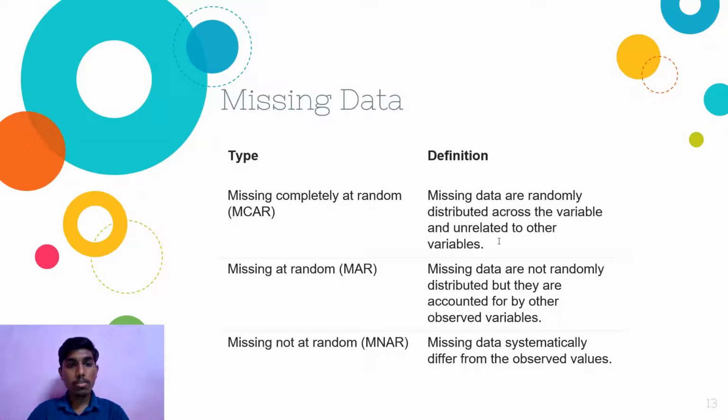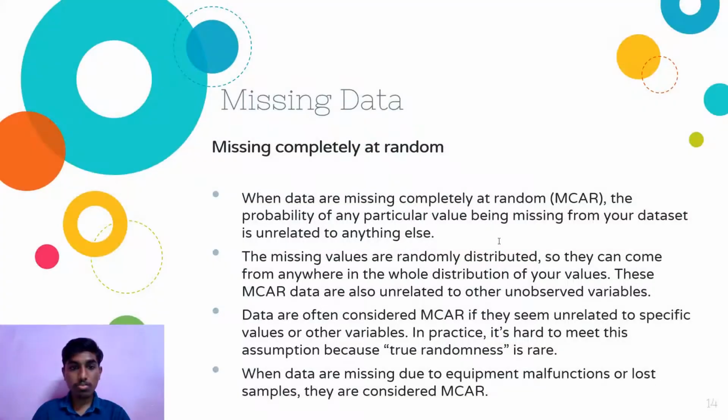There are three main types of missing data. They are missing completely at random (MCAR): missing data are randomly distributed across the variable and unrelated to other variables. Missing at random (MAR): missing data are not randomly distributed but they are accounted for by other observed variables. Missing not at random (MNAR): missing data systematically differ from the observed values.